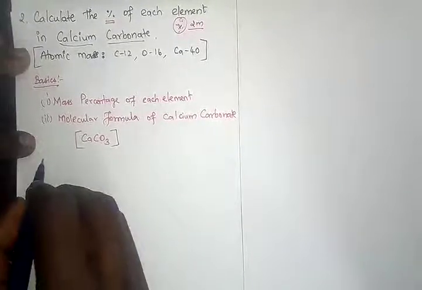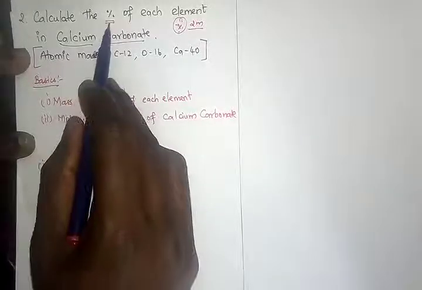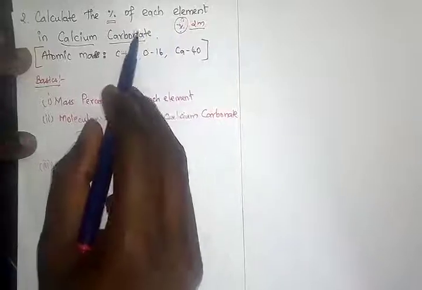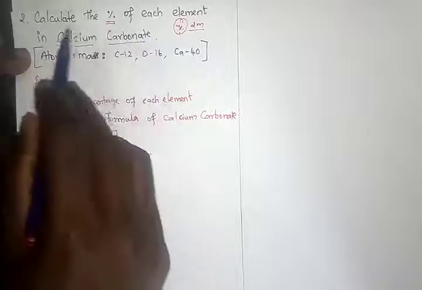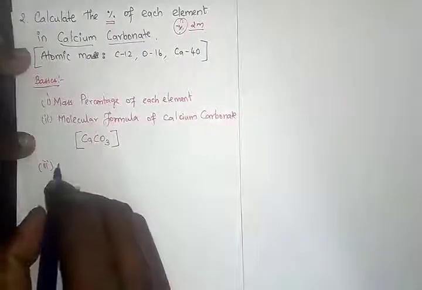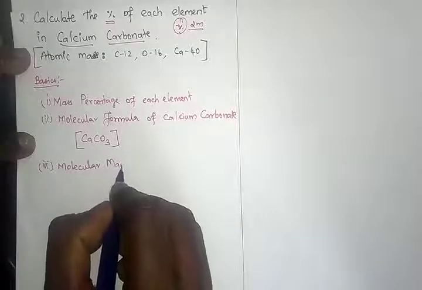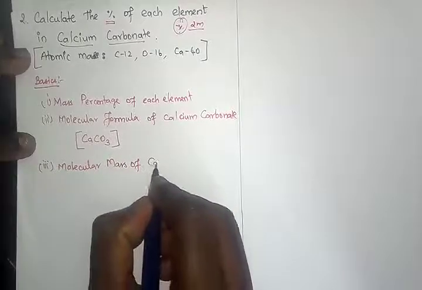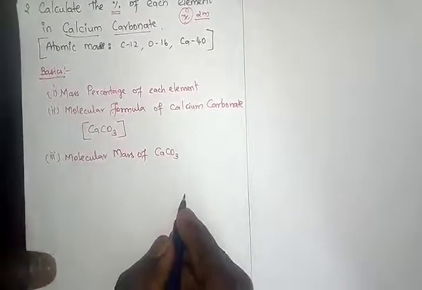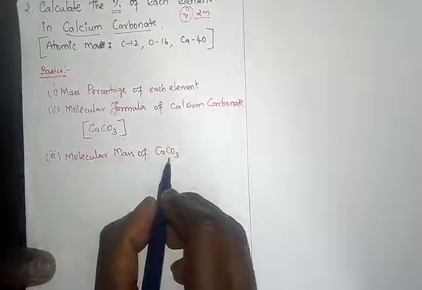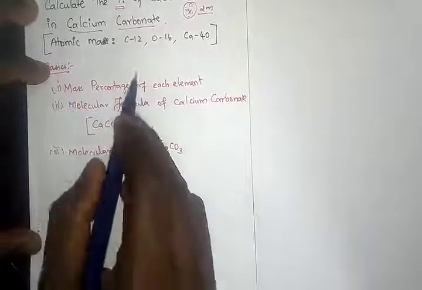The third one, we have to calculate the mass percentage of each element. So we have to know the total mass or molecular mass of calcium carbonate. So molecular mass of CaCO3 we need to calculate. Okay, first of all, we will calculate this molecular mass of calcium carbonate first. So the remaining things we will calculate.